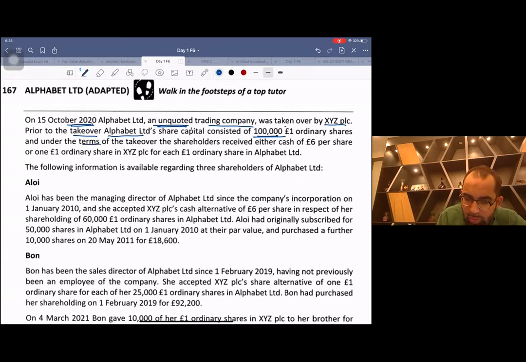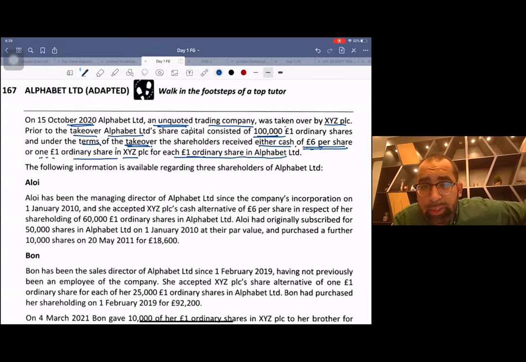And under the terms of the takeover, the shareholder received either cash of £6 per share, or one ordinary share in XYZ for one. See the deal. Either you can get £6 cash for each and every share of Alphabet Limited from the parent company XYZ, or you will receive a one for one share exchange. It's totally your wish.